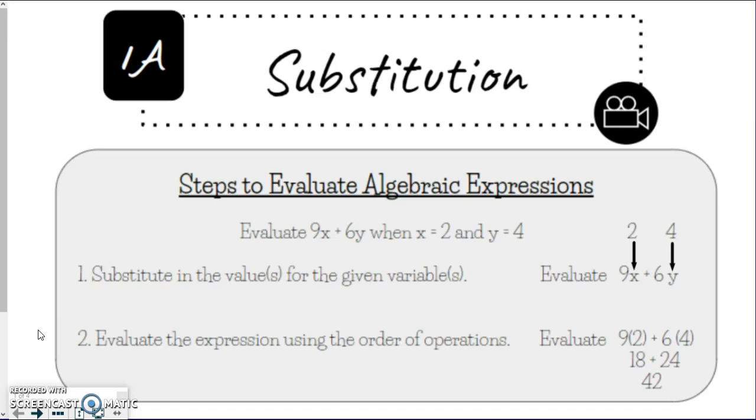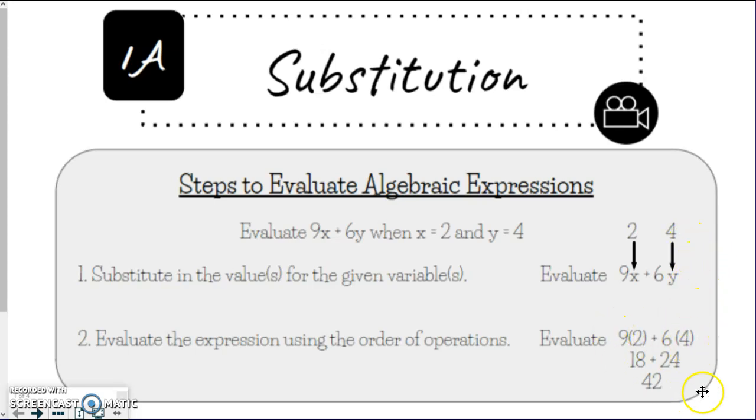So for this example, just to give you an idea of how this works, okay? If we have the expression 9x plus 6y, well, now they get to tell us that x equals 2 and y equals 4. So we're going to use the word substitute in order to put those values in place of those variables. So like how this is 9 times x, we're going to substitute 2 in for x because that's what they tell us here, and then plus 6 times y, but we're going to substitute 4 in for y.